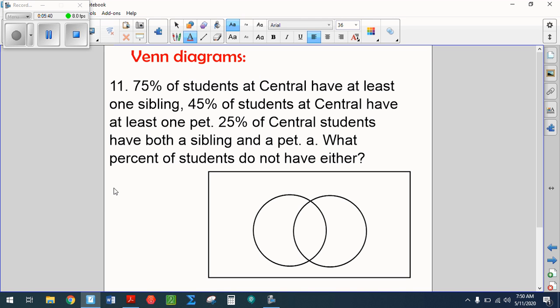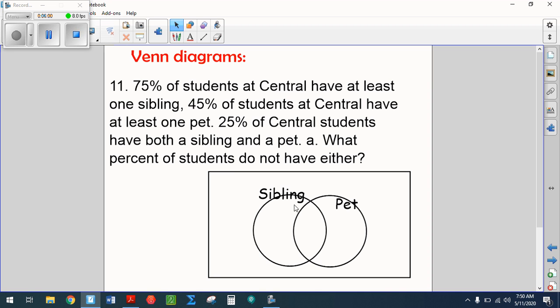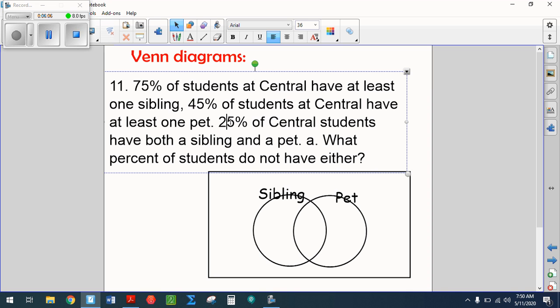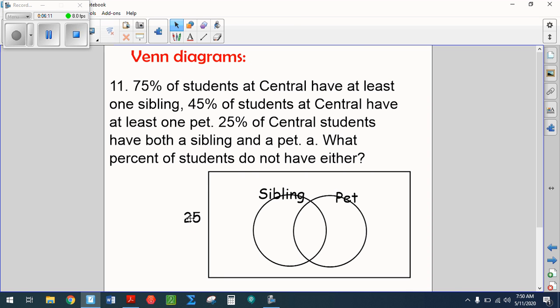All right, this one says 75% of students at Central have at least one sibling, 45% have at least one pet, 25% have a sibling and a pet. So we have my sibling circle and my pet circle. Again, start with the one where it's both. 25% of students have a sibling and a pet. So 25 both.